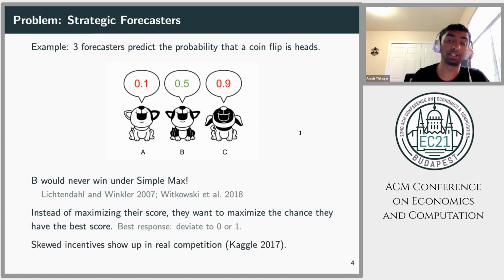And this isn't just some edge case that happens with only one event or only a small number of forecasters. We see this coming up in real competitions. For example, in the Kaggle 2017 March Mania competition, the winner was Andrew Landgraf, and he actually explained how he modeled the distribution of predictions of the competitors and changed his own predictions to account for that in order to win. So the question is, how do we fix these skewed incentives?